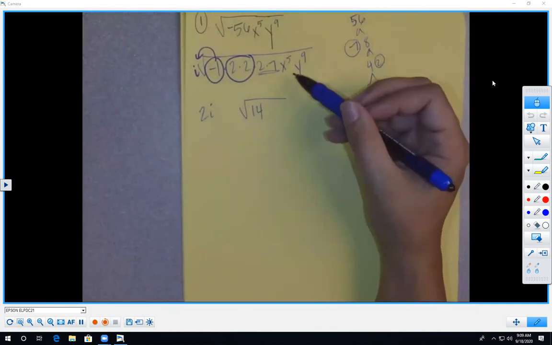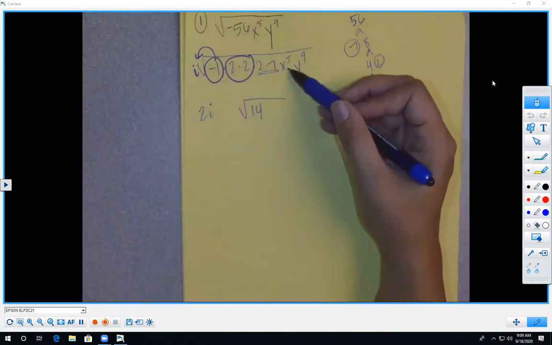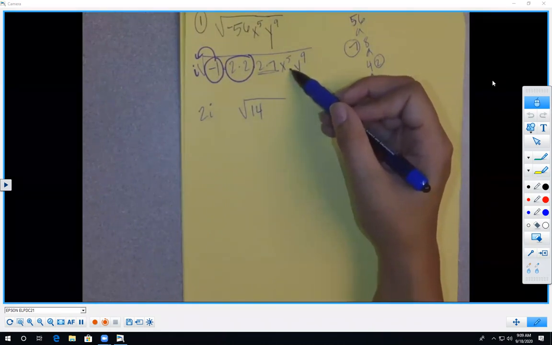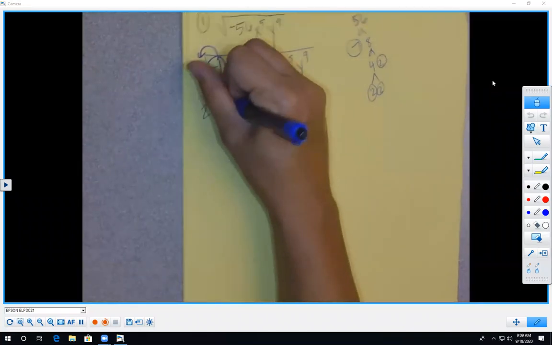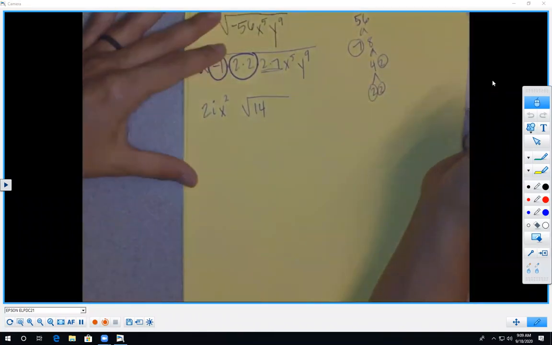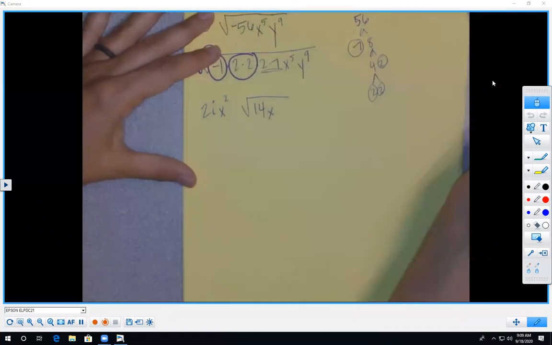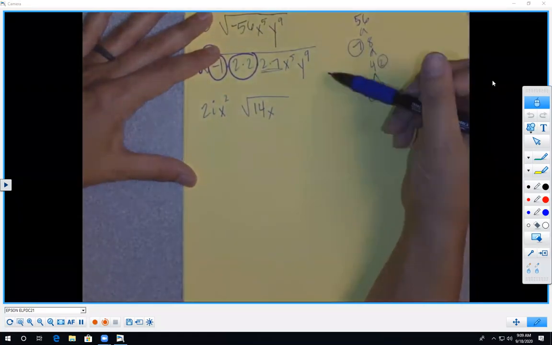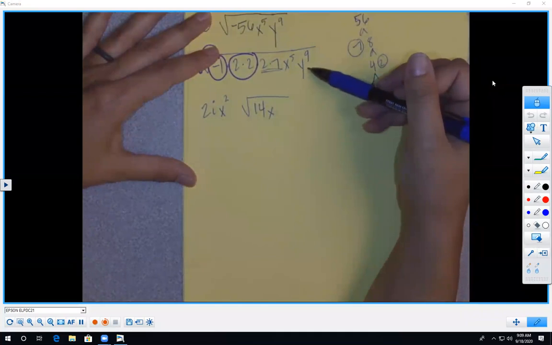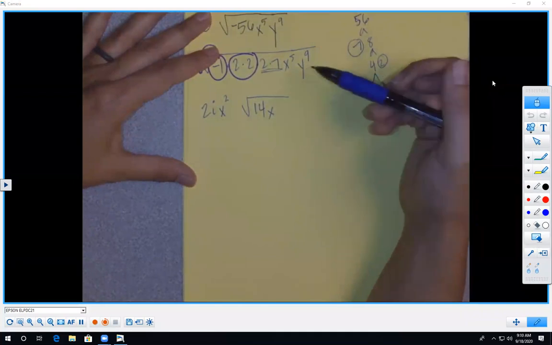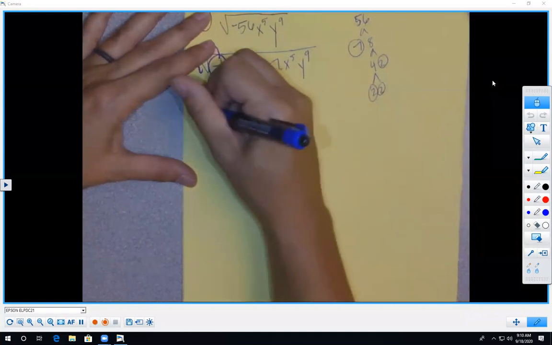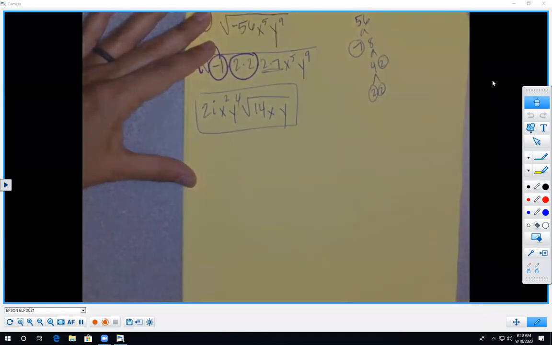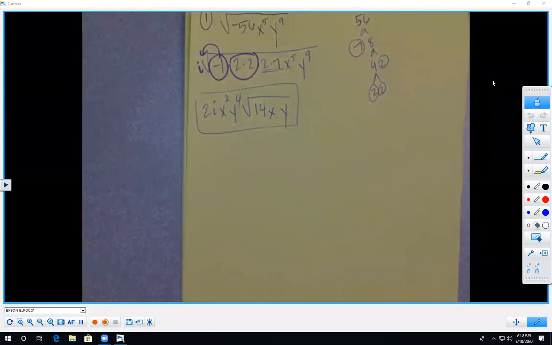For the x to the 5th and the y to the 9th, x to the 5th, if I have 5 x's, how many groups of 2 can I get out of that? 2 groups of 2, so it's going to be x squared on the outside. Do you have any x's left over? There's 1 x left over. If I have 9 y's, how many groups of 2 can I get out of 9 y's? 4 groups of 2. And how many are left over? Just 1 is left over. And that is your answer.